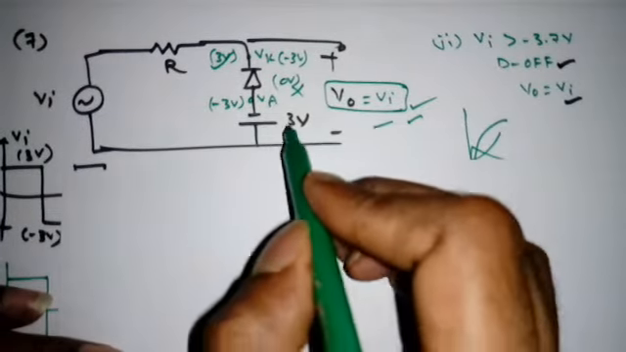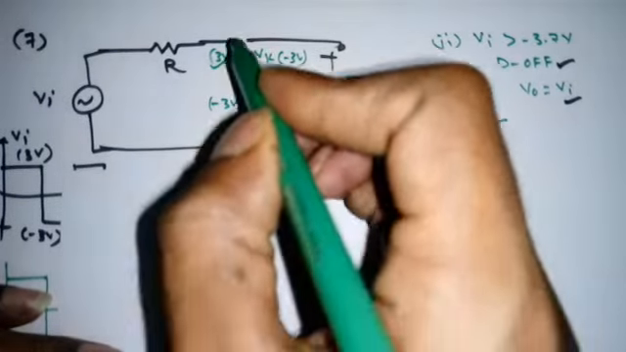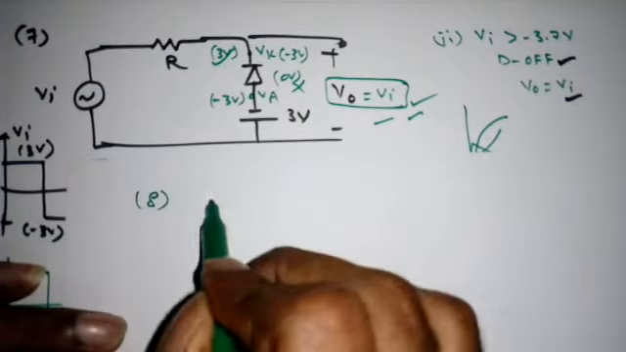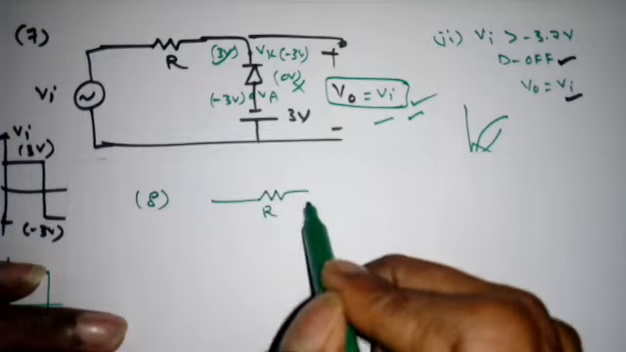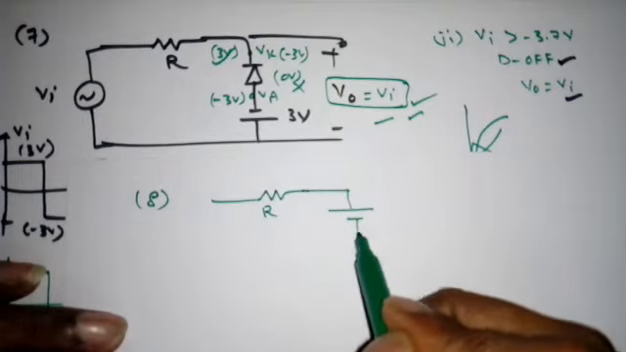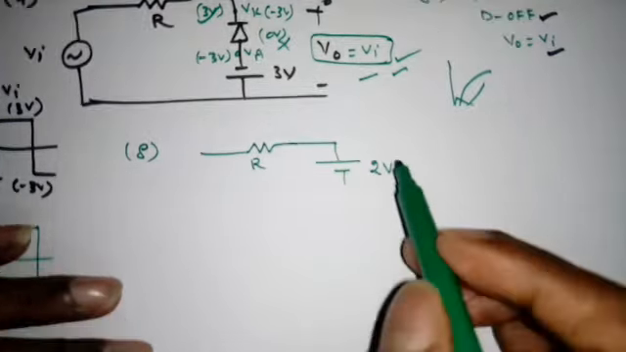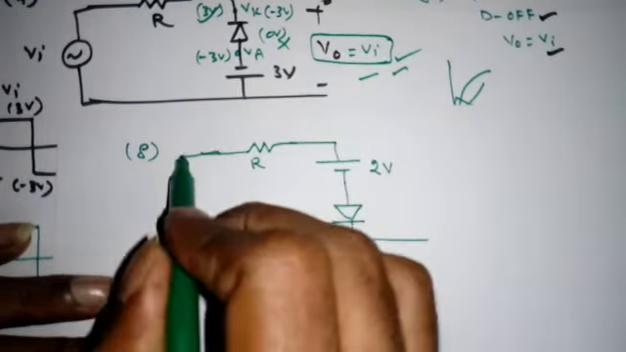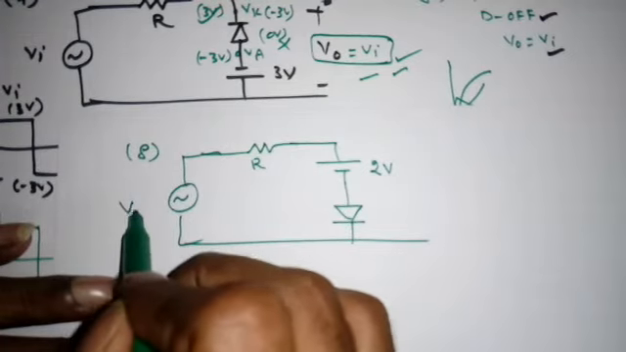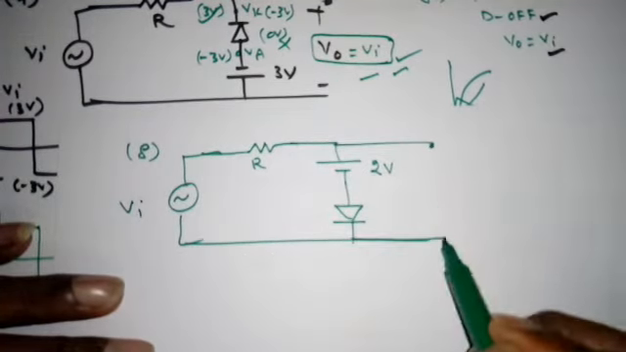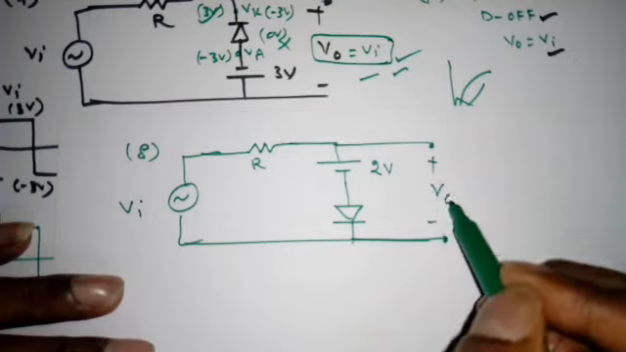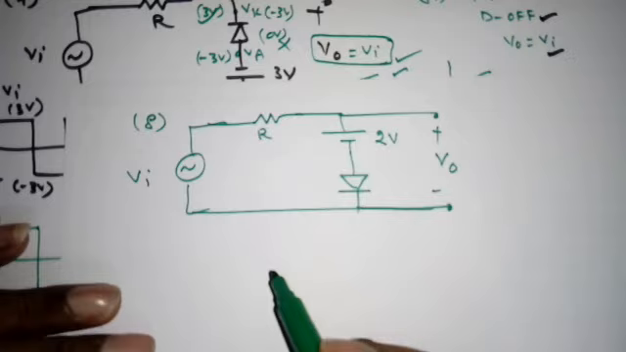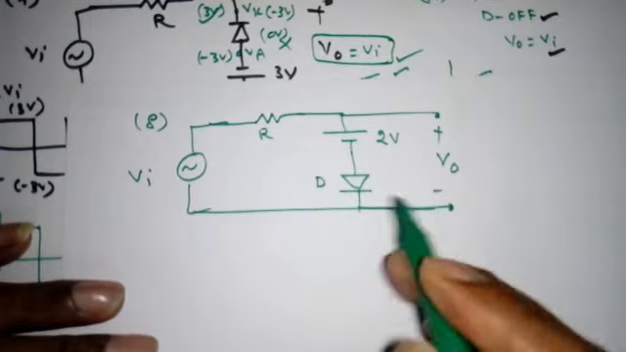You can have this battery above the diode also, right? That is something like this. The eighth one: this is a resistor, and if I give a reference value of 2 volts here and place a diode like this, this is the Vi, this is the V0. Now this is also a clipper, right? I will do the ideal case, and you can proceed for the practical one.